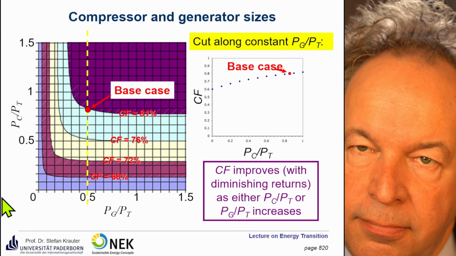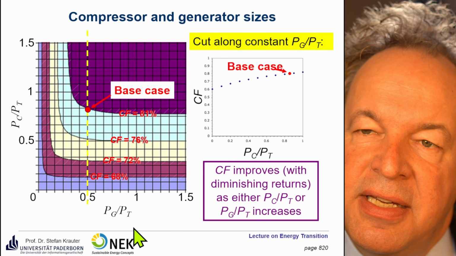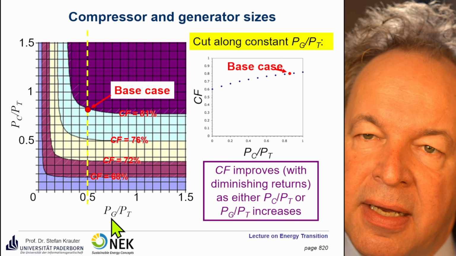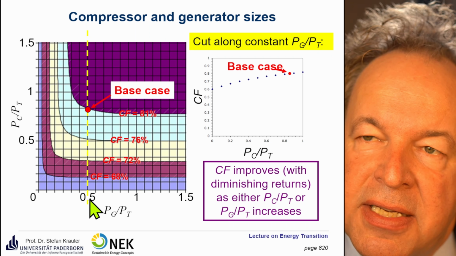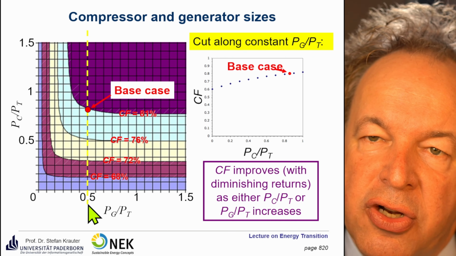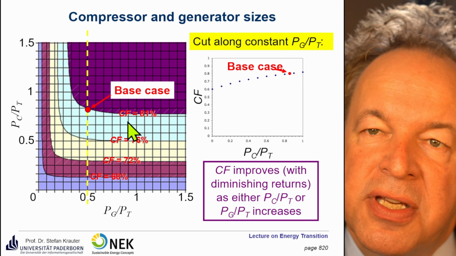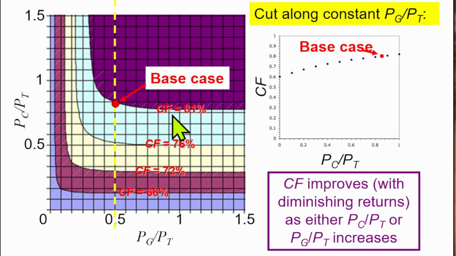So we have here the generating power divided by the transmission power. And as a base case, we started with a relation of 0.5. So this is the capacity factor. We have to reach 0.8 due to the utility. So this is relevant for us. And this comes to the relation between compressor power and transmission power, in the vicinity of, how much is it? Also 0.8.